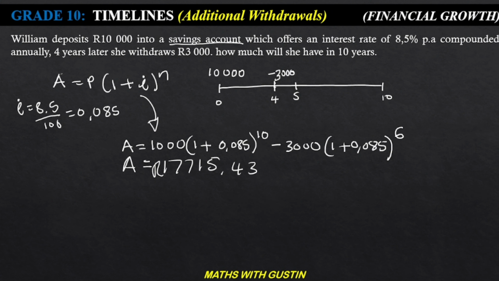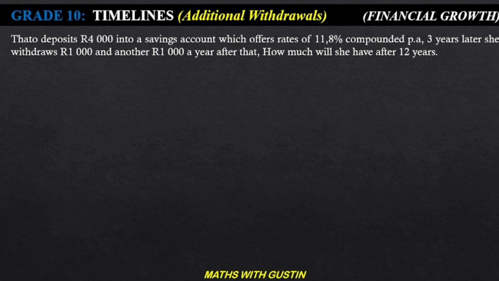Therefore, if it's a withdrawal, then you just put a minus and you put the rest of the years that are left. Okay, so let's move on and see what happens if a deposit is made and then multiple withdrawals are made. All right, let's move on to the next question. Here's the next question.